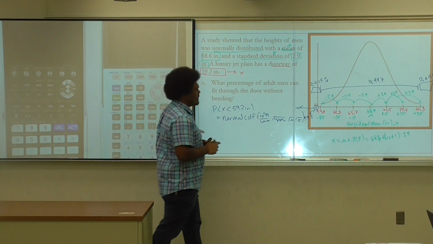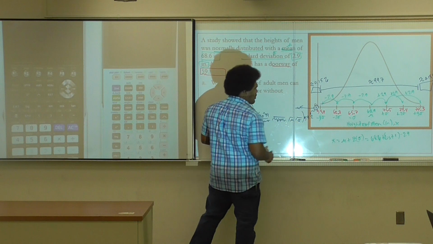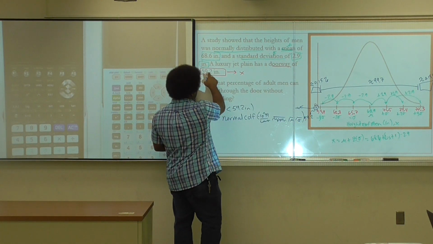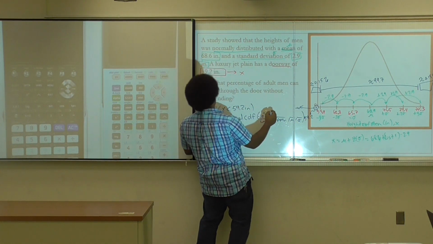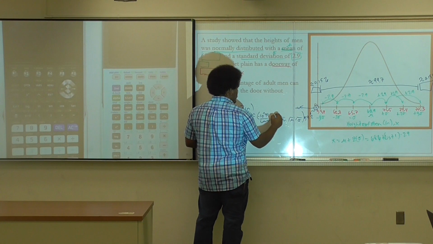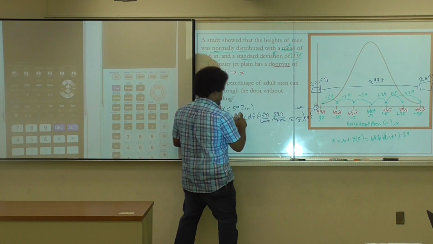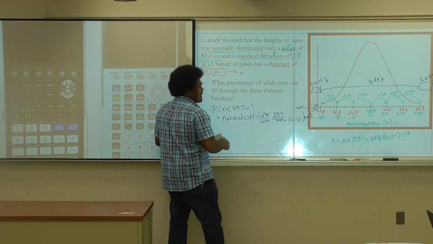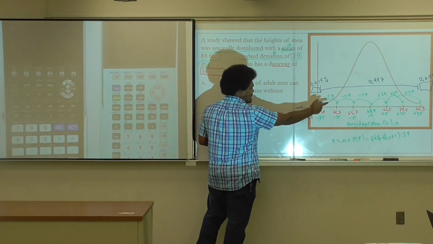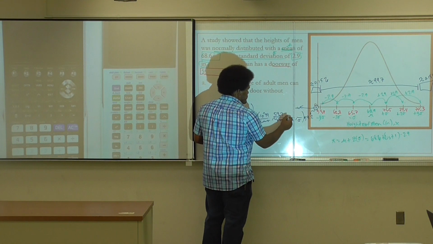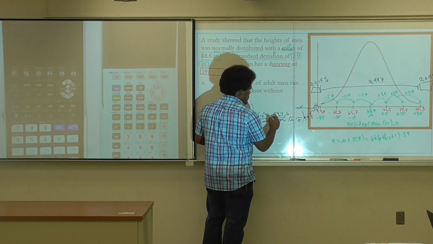The upper is going to be the maximum height for bending over, which is supposed to be a value that is a little bit less than 59.2. So we put here 59.2, that's what we're looking at right here. The mu, well, we already know our mu is supposed to be 68.9.